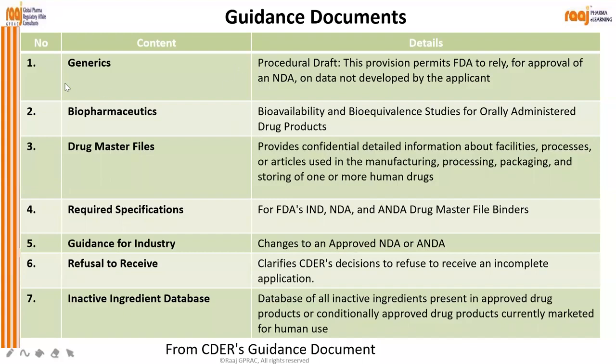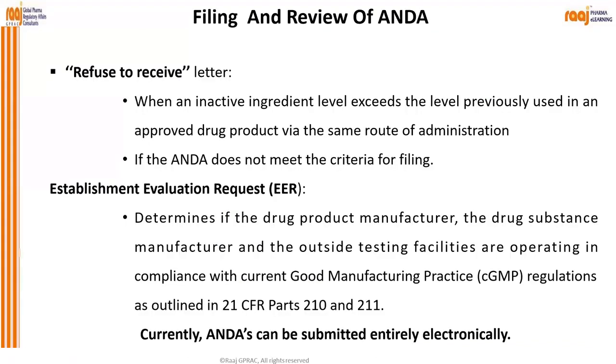And these are some guidance documents you will find on the website. You have to refer to BE studies, the generic filing from the FDA, the required specifications for IND, NDA, ANDA, drug master file, changes to approved NDA, ANDA, and the RTR. There is also the IIG database for inactive ingredients, the Orange Book, and patents. So many things are available, and the only thing you have to keep in mind is what to refer to and how to apply that logic when you submit the ANDA to USFDA.